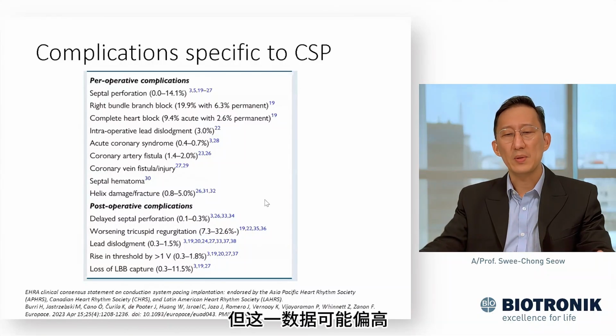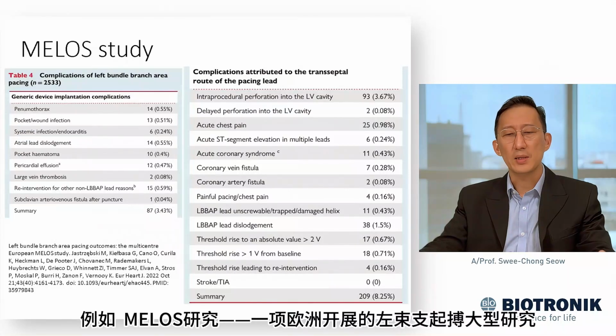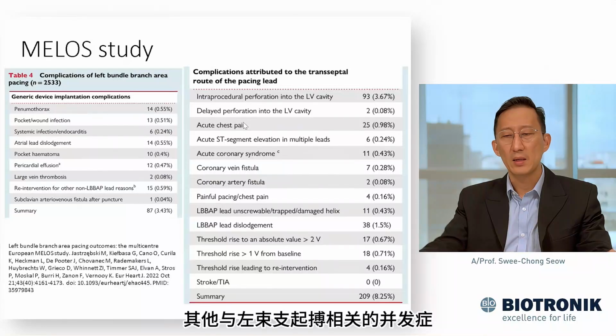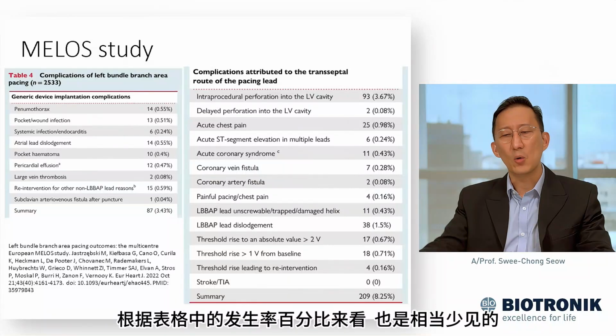But that might be a bit of an overestimate because the Milo study, which was a large European study looking at left bundle branch pacing in Europe, showed that the occurrence of perforation of the lead into the LV cavity was something like under 4% rather than 14%. And some of the other complications that can occur with left bundle branch pacing are also fairly uncommon, I would say, by looking at the percentage of occurrences in this table.